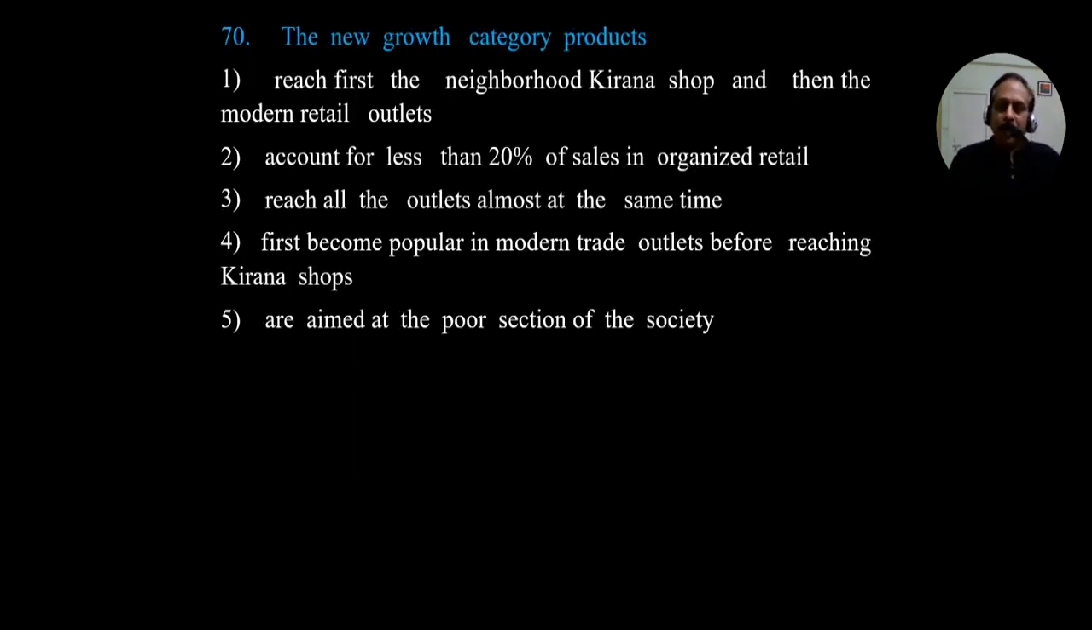The new growth category products, I think mentioned clearly in the passage, first become popular. How? Reach first the neighborhood. It is the other way. From the supermarket, then to the neighborhood kirana shop. So this is not correct. Account for less than 20% of sales in organized retail. No, they take the lion's share, major share. Reach all the outlets almost at the same time. No.